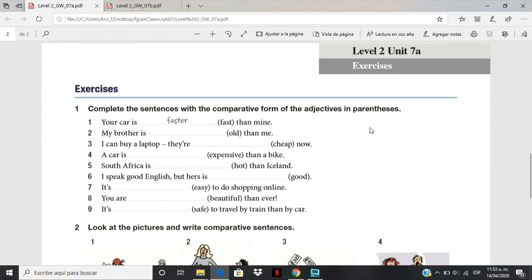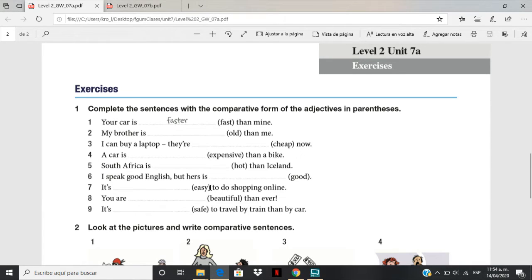Right, so this exercise has to do more with the spelling, right? So we have for number 1, faster, number 2, older, number 3, cheaper. What about number 4? It's a long word, so more expensive. Yes. Number 5, hot. Remember to double the last consonant. Harder. Good, it's irregular, so it becomes better.